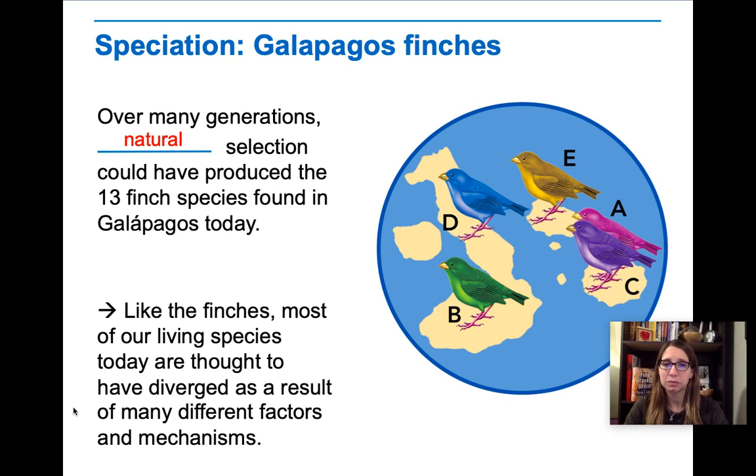So like the finches, we know that a lot of the things that exist on the earth currently have likely diverged from common ancestors as a result of different selective pressures, right? Whether it's in the environment, the climate, whether it's human driven, right? If we talk about the natural world, humans have a big part in determining what's surviving in those places. So there can be a lot of different factors that can push species down these pathways.